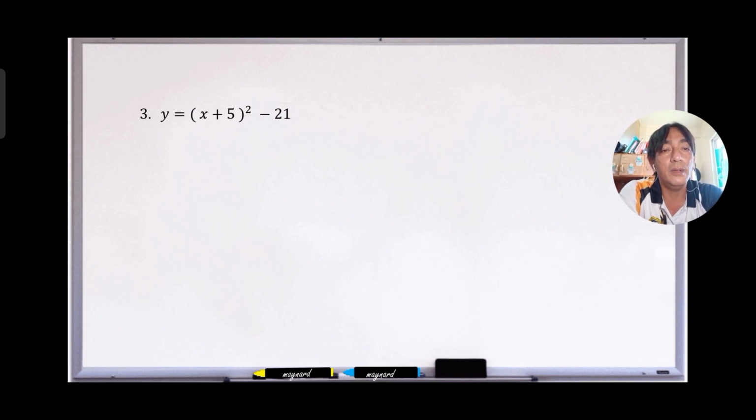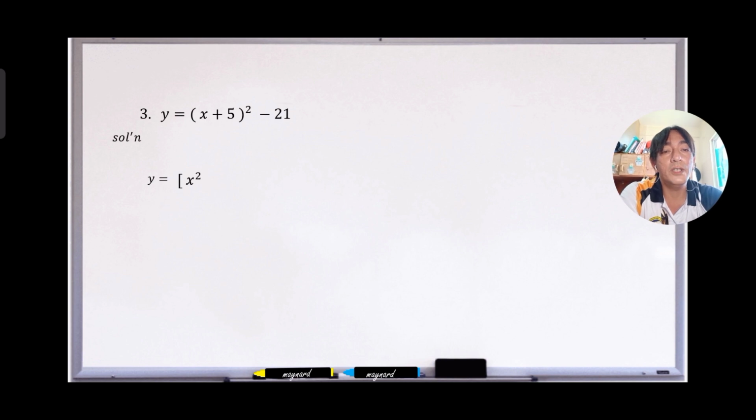So, y is equal to quantity of x plus 5 quantity squared minus 21. Ang a natin dito is 1, hindi lang sinulat, no? Then, ang coordinates ng vertex natin dito is negative 5 and negative 21, yung HK natin. So, convert daw natin yan to general form para makuha natin yung y-intercept. So, y is, kunin na natin yung product ng square of binomial. Since a naman natin is 1, kung ano yung product, yun na rin. And then, ima-minus na lang natin yung 21 dun sa constant term.